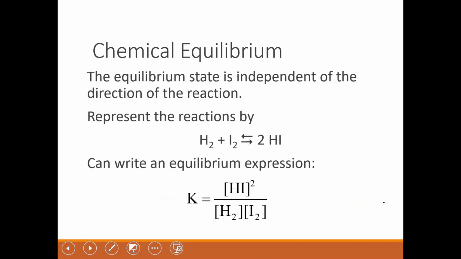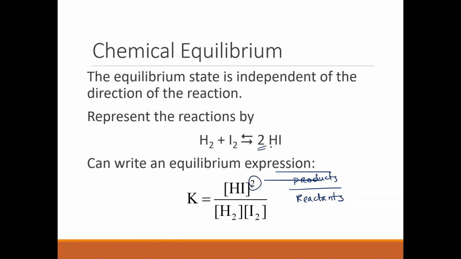And we can write an equilibrium expression for this reaction. So it's products, always remember, it's products over reactants. So it's hydrogen iodide squared, because we have a stoichiometric coefficient of 2, divided by hydrogen, which has a stoichiometric coefficient of 1, because this is really a 1, and iodine is also 1.